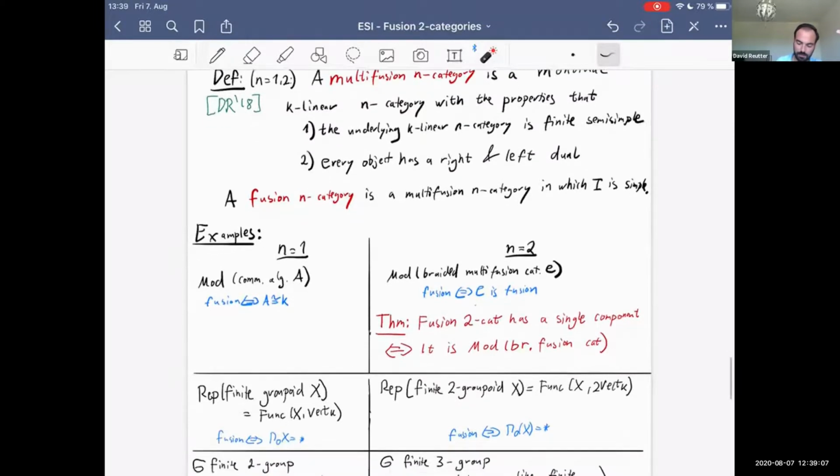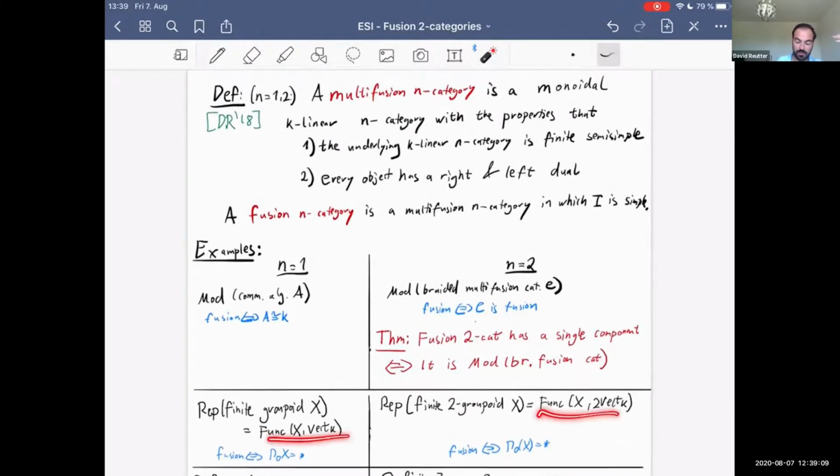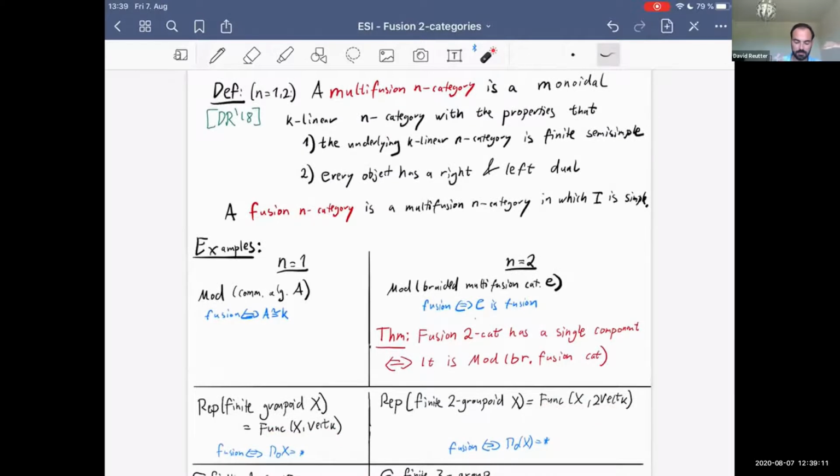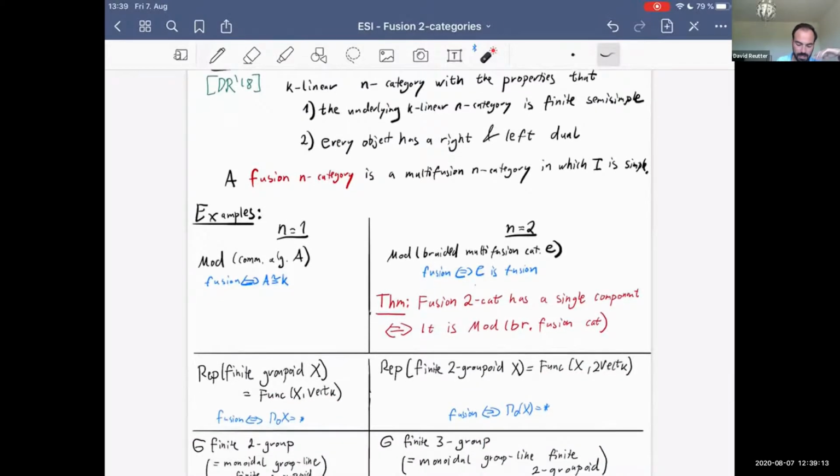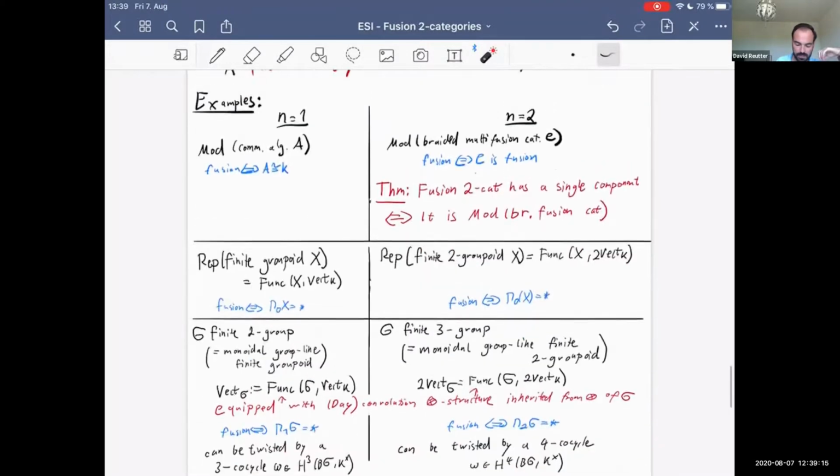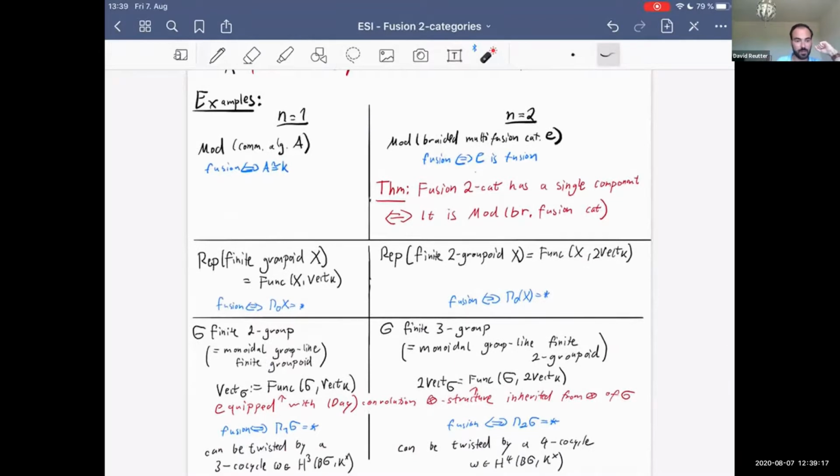Now this is sort of the red part, and these 2 categories are actually symmetric monoidal, as in the n equal 1 case. Conversely, we can do sort of the G-graded vector space version of the story. I can start with a finite 2 group, so finite 2 group being defined as a monoidal group like finite 1 groupoid.